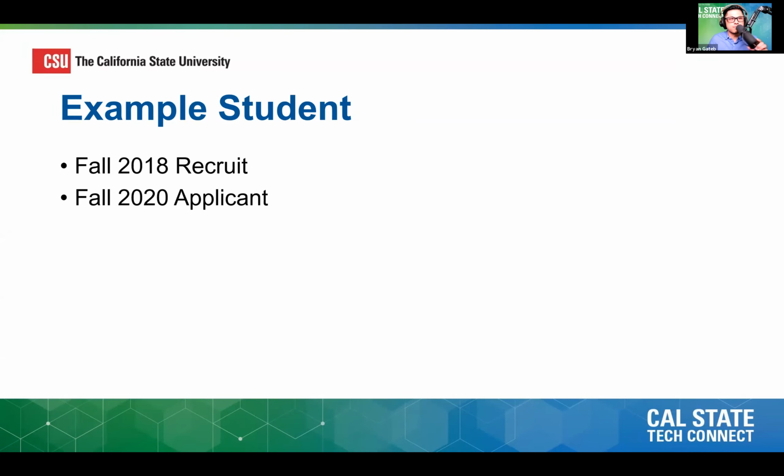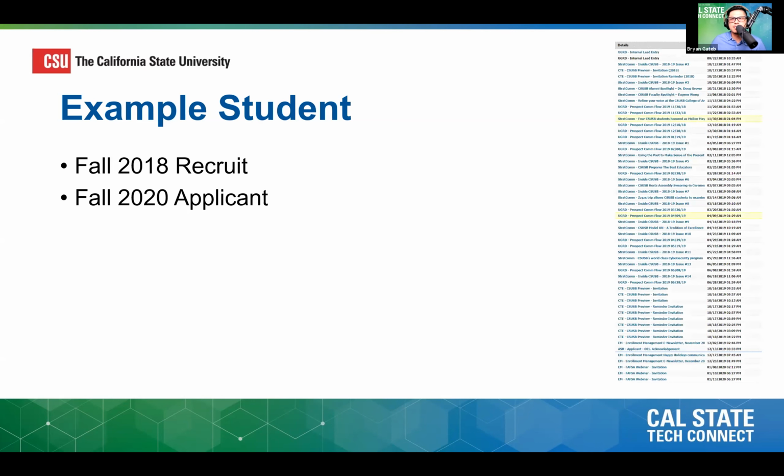So our example student here is a recruit for fall 2018, and they became an applicant with us in fall 2020. The first thing you'll see here on the right is their communication log. And so this is basically a record of all of the communications that this student has received through our CRM. And so by looking through this log, we can see how the student arrived at our university.